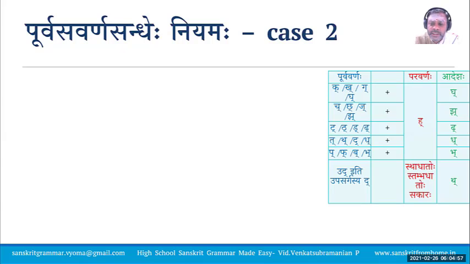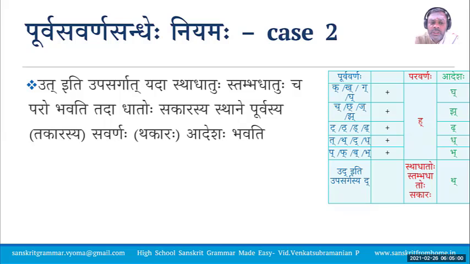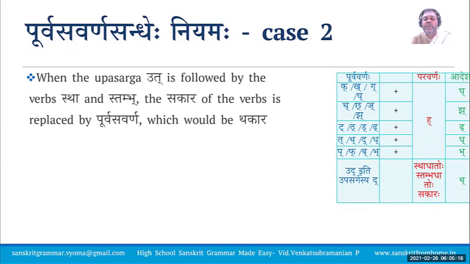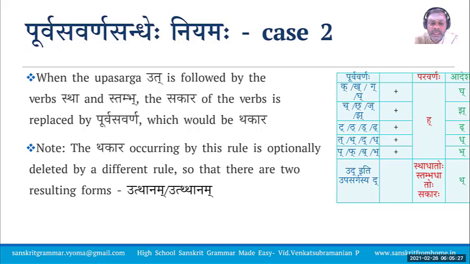Poorvasavarna Sandhi case 2, rule 2, ut. Samskrite niyamaha evam asti, ut iti upasargat yada stha dhatuhu stambha dhatuhu cha paro bhavati tada dhatoho sakarasya sthane purvasya takarasya thakaraha adeshaha bhavati. When the upasarga ut is followed by the verbs stha and stambh, the sakara of the verbs is replaced by Poorvasavarna, which would be a thakara. As I was telling, the thakara occurring by this rule is optionally deleted by a different rule, so that there are 2 forms, utthanam and uttthanam.